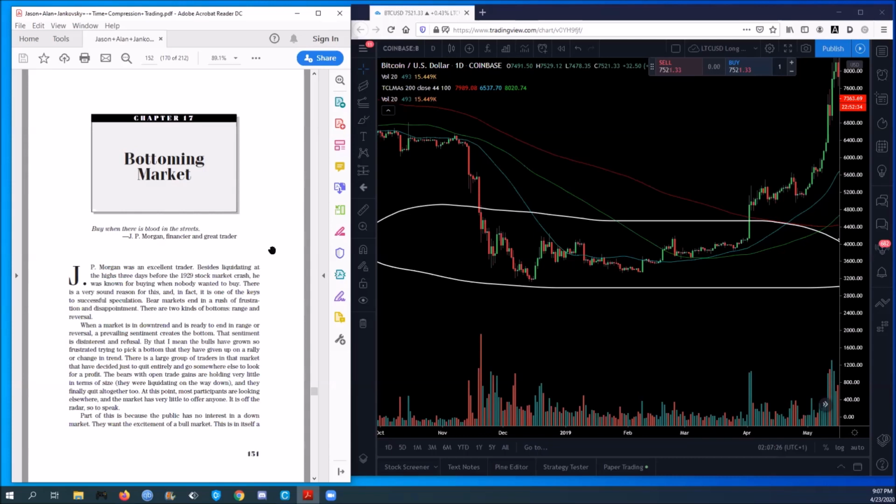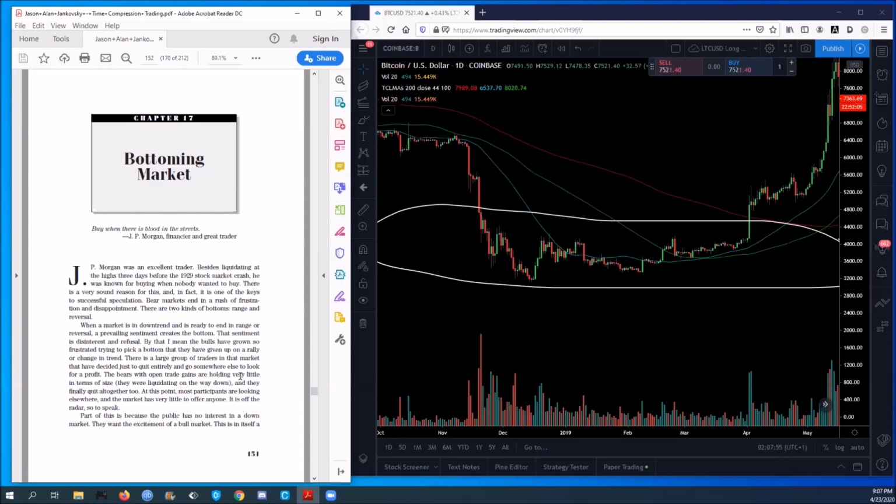Do we see frustration and disappointment on this chart? Do we see an end to a bear market on this chart? When a market's in a downtrend and is ready to end in range or reversal, a prevailing sentiment creates the bottom. That sentiment is disinterest and refusal. By that, I mean the bulls have grown so frustrated trying to pick a bottom, buying the dip, buying the dip, buying the dip, they've given up on a rally or a change in trend.